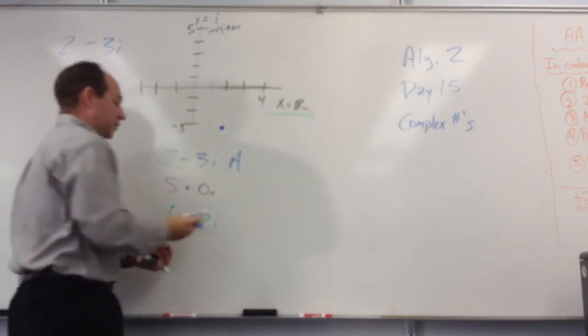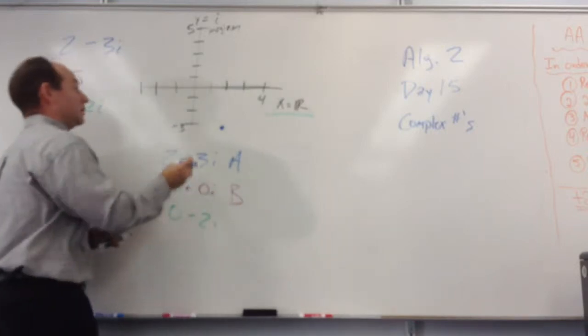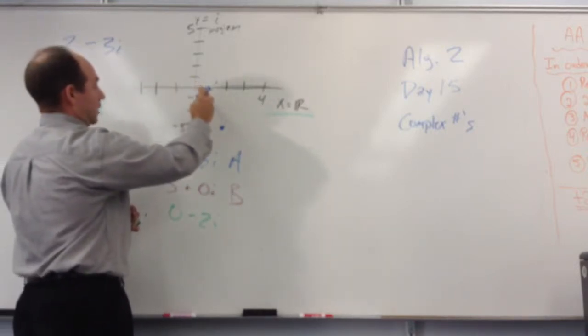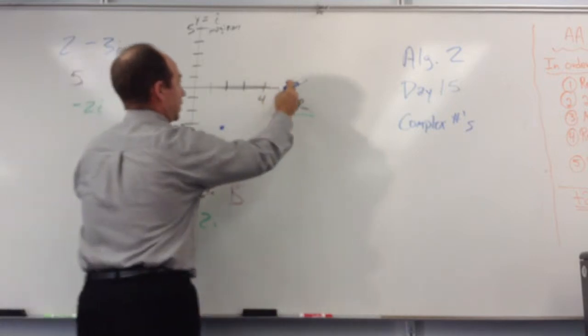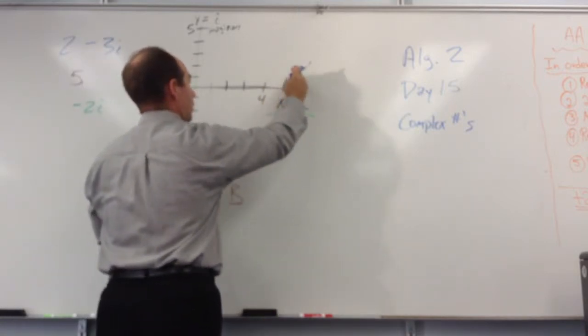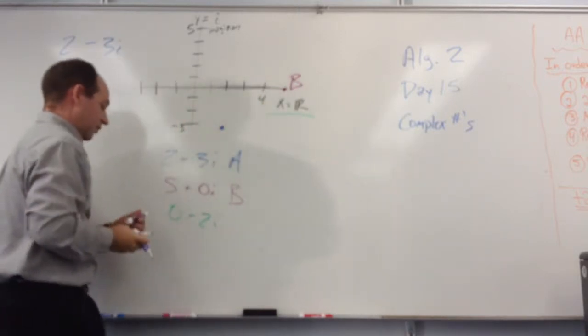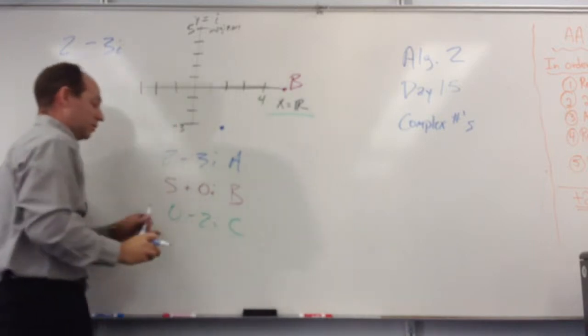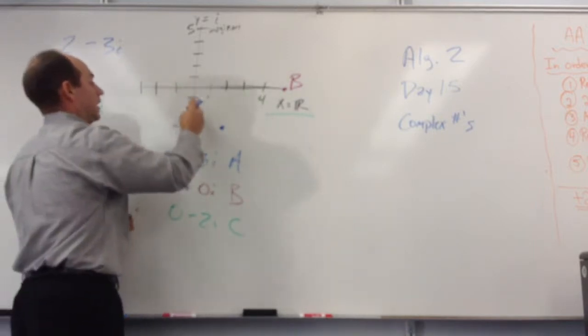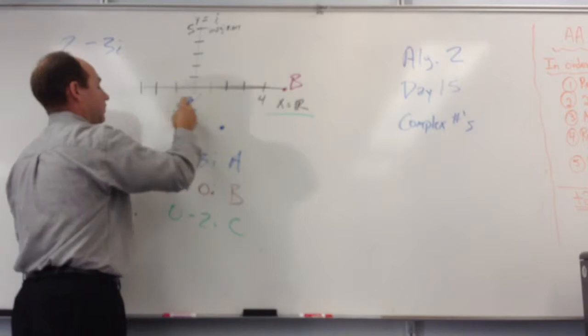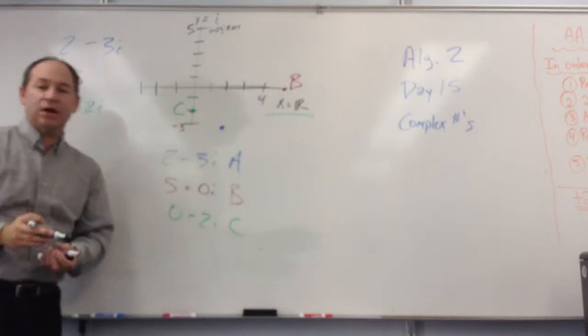Okay? We'll go 5 plus 0i. We'll call this point B. So we're going to go 5, and 0i, there we go, call that point B. And then we'll call this one point C, and we go 0 and negative 2i, over 0, down 2i, put a dot, there's C. And you can see all three of those.